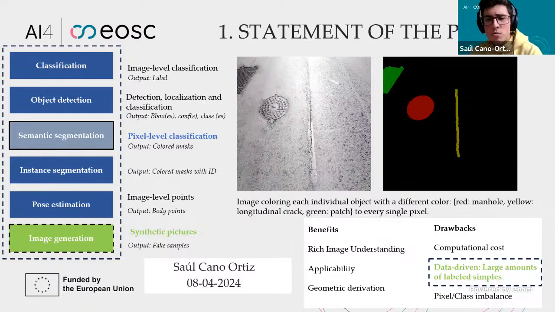The main problem we will be discussing today is that segmentation architectures, like every deep learning architecture, are data driven, so they need a large amount of labeled samples. As you can imagine, it's not easy to get, not even just the dataset, but also to label it. Of course, it's quite harder for segmentation problems than object detection problems. And then there are also other issues such as pixel and class imbalance.